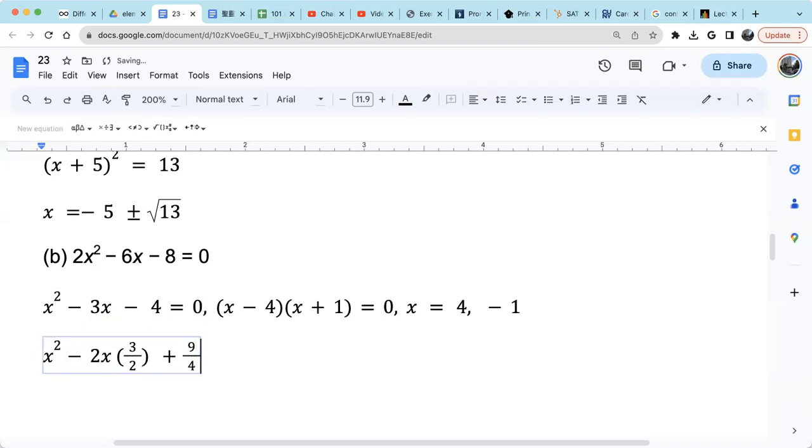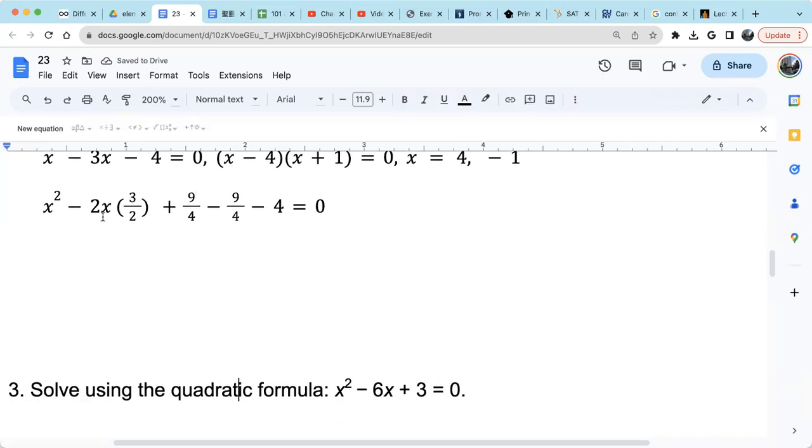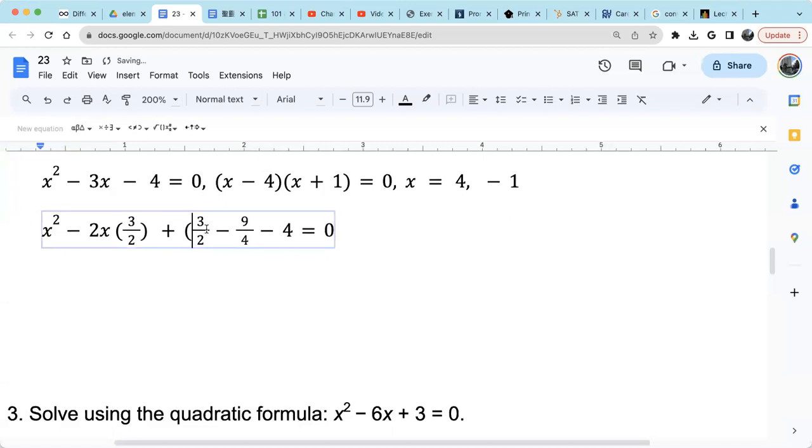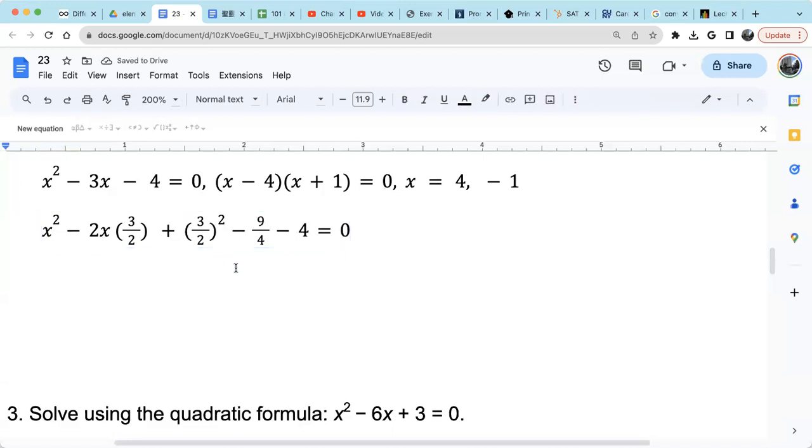I do this on the left-hand side. Oh, you know what? Let's do it this way too. If I add 9 over 4, I'm going to subtract 9 over 4 as well on the same side, then minus 4. That equals 0. So now you see I have a perfect square form, because this 9 over 4 is just 3 squared divided by 2 squared. I'm going to write it in a square form. It's the same as 9 over 4.